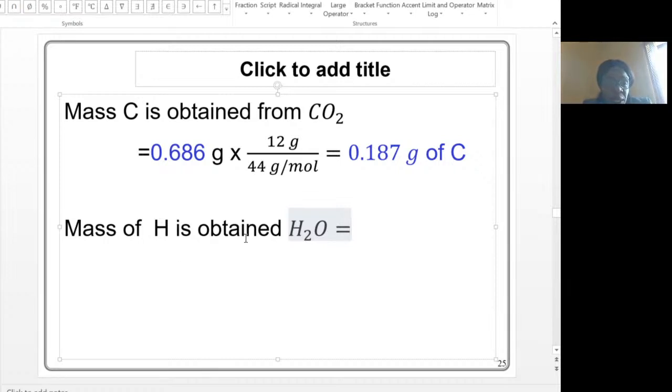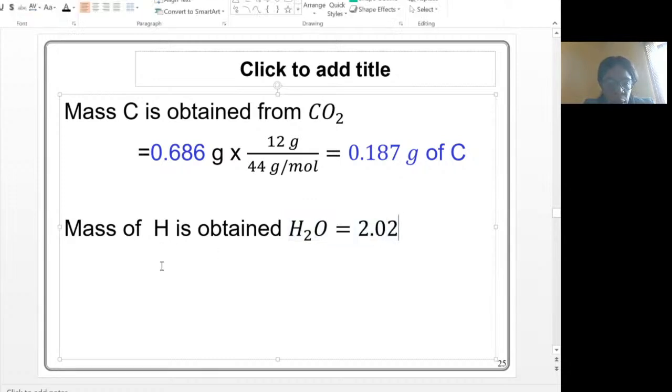So the mass of hydrogen is obtained from water. To determine this mass of hydrogen, you multiply. How many moles of hydrogen are in 1 mole of water? There are actually 2. So it will be 2 times, because we know that the atomic mass of hydrogen is 1.01. So it will be 2.02.